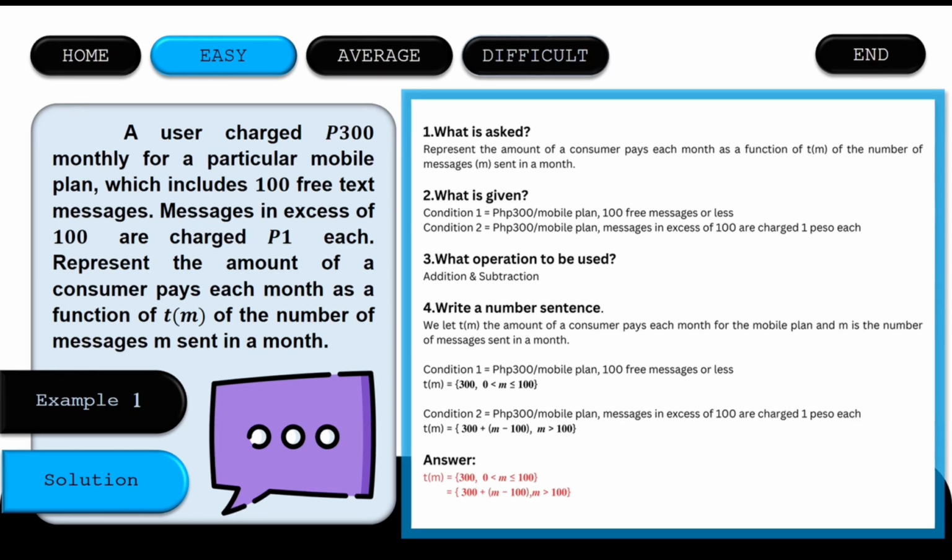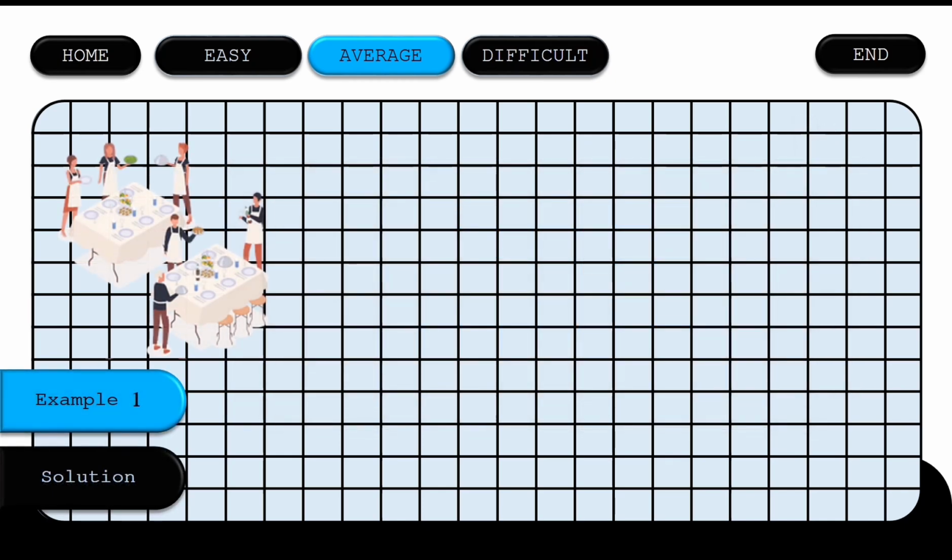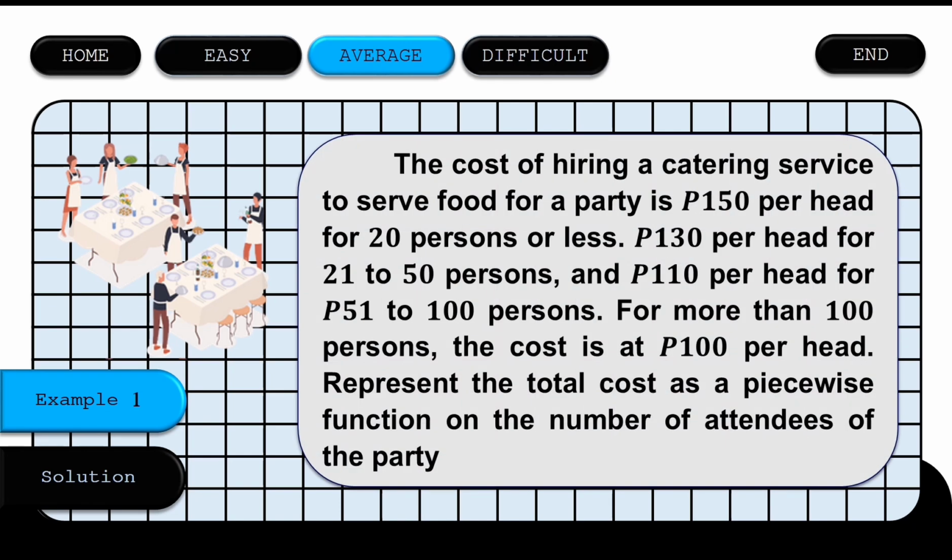Basically, this is the representation of piecewise function based on a real-life situation. Dumako naman tayo sa ating next part, which will be the average level. Ang ating given situation, the cost of hiring a catering service to serve food for a party is 150 pesos per head for 20 persons or less, 130 pesos per head for 21 to 50 persons, and 110 pesos per head for 51 to 100 persons.